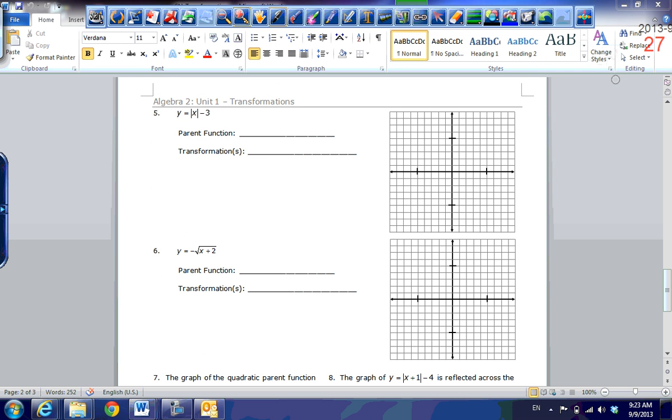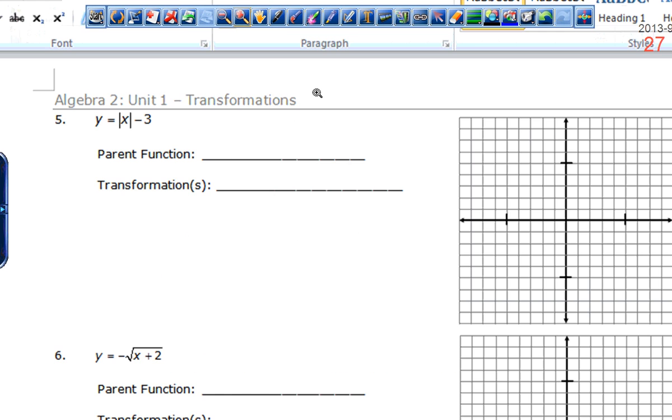Okay, number 5, what type of graph is that? Absolute value. It is absolutely absolute value. The equation is y equals the absolute value of x. What's that -3 tell us we're going to do? We're going to go down 3. If we were going to go to the right, it would be on the inside of those absolute value bars.